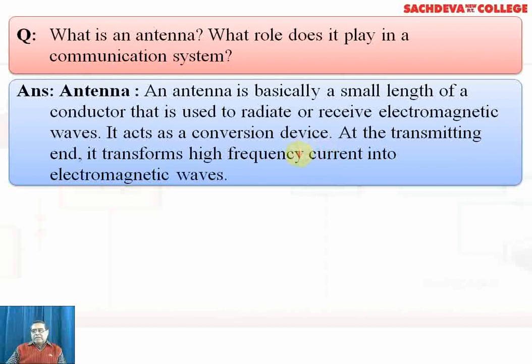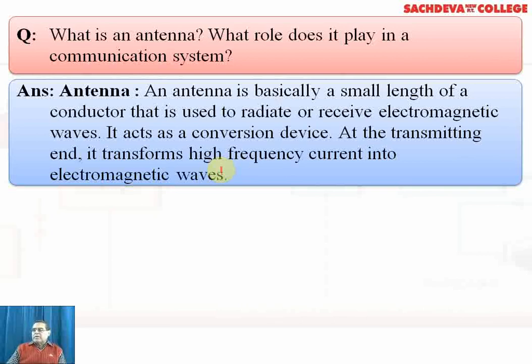Next, it acts as a conversion device. At the transmitting end, it transforms high frequency current into electromagnetic waves. When we speak of high frequency current, we are referring to alternating current or sinusoidal current, and it is converted into electromagnetic waves. All these things are carried out in a device called an oscillator, and it was first carried out by Hertz. That's why this whole arrangement is called the Hertz oscillator.